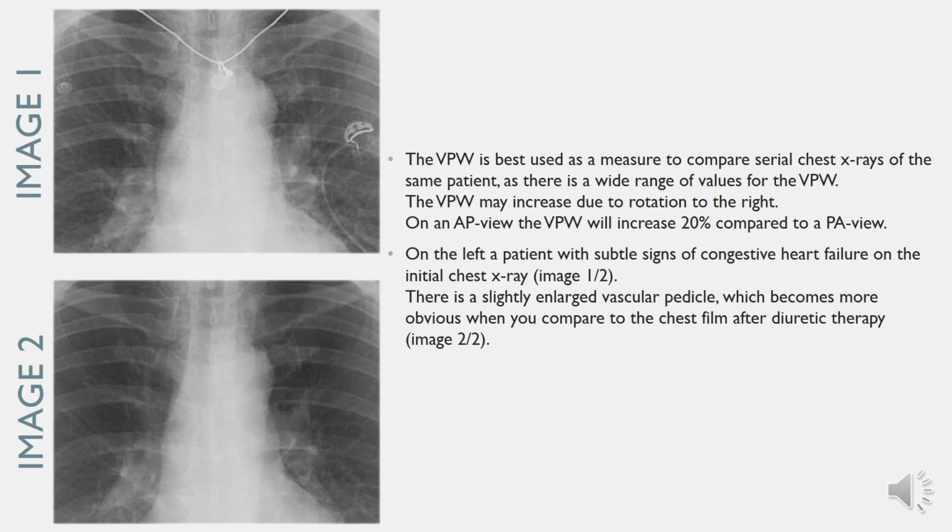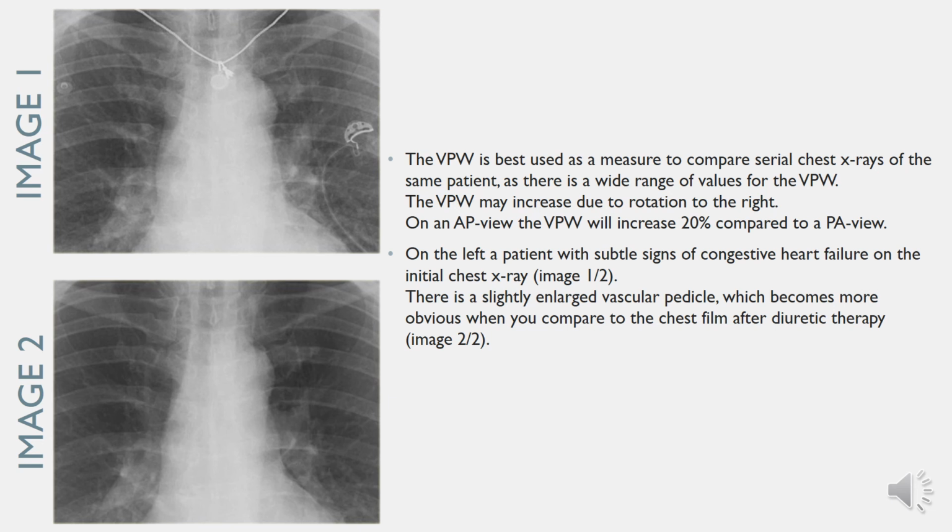The vascular pedicle width is best used as a measure to compare serial chest X-rays of the same patient, as there is a wide range of values for the vascular pedicle width. The vascular pedicle width may increase due to rotation to the right. And when we take the X-ray from anterior to posterior view, the vascular pedicle width will increase 20% compared to a posterior to anterior view.